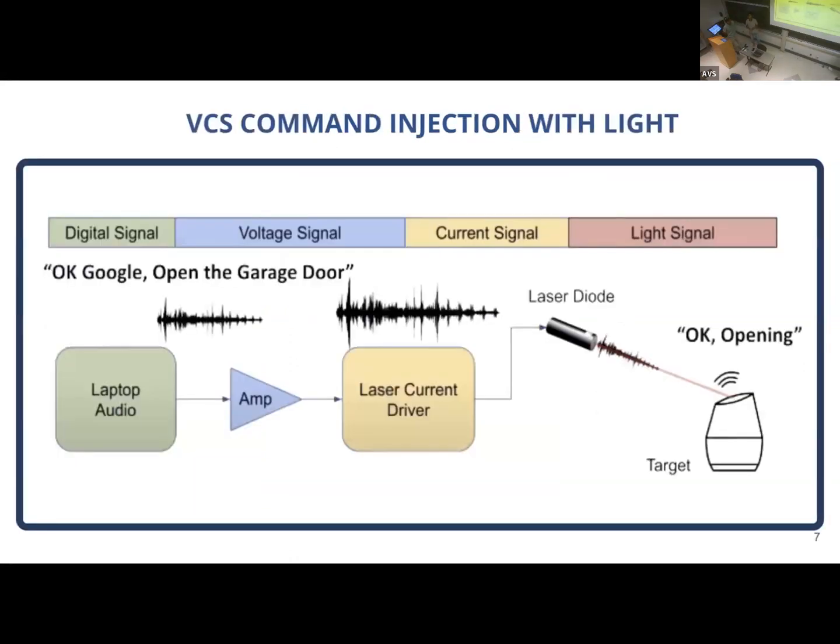So this is a basic overview again of exactly how this attack works. For example, if I say, okay Google, can you open this garage door? It goes through the laptop audio and then through the laser current driver. That's what allows us to output the voltage. The most important part is that we need direct line of sight to our Google Home, for example. If we're able to shine that laser into the microphone, we can pretty much open a garage door just by shining that laser into the microphone. And so that's converted into a light signal at the end.